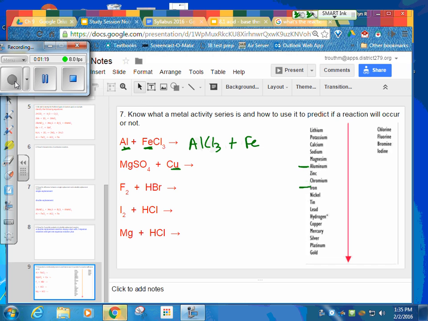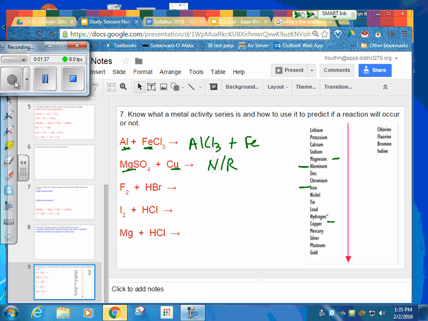Copper is my metal looking to replace the metal in the compound, which is magnesium. So I have to look and see, is copper more reactive than magnesium? And the answer is no, so this would not react.